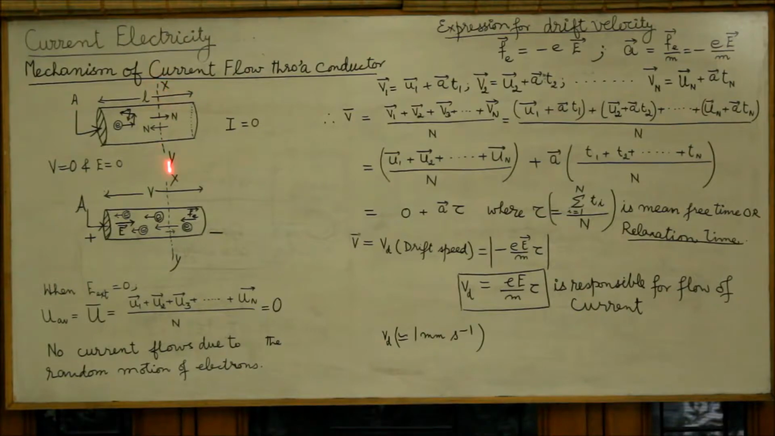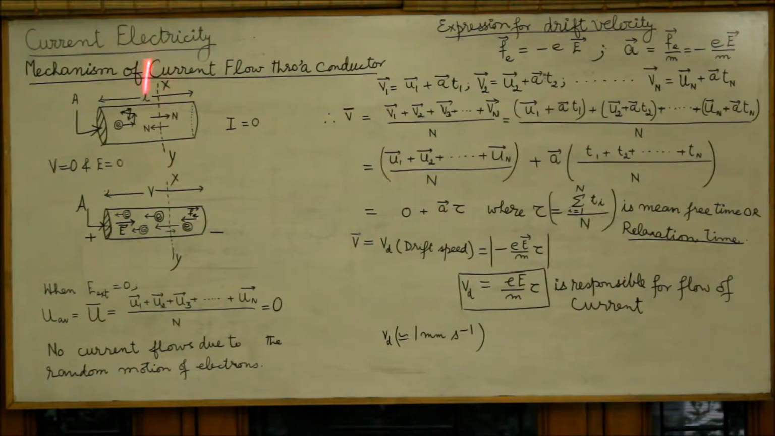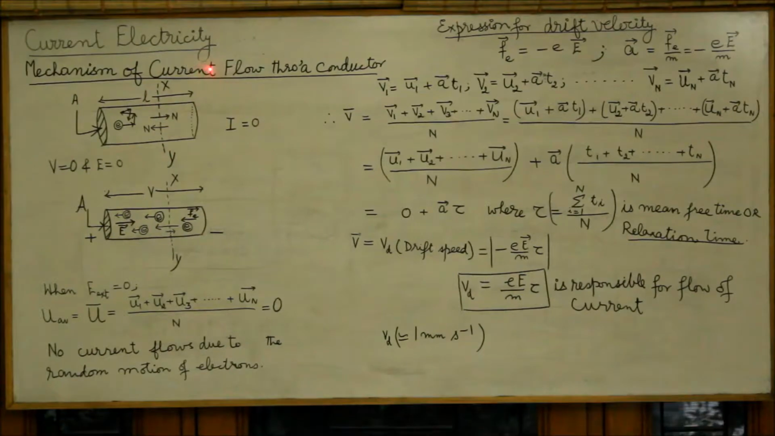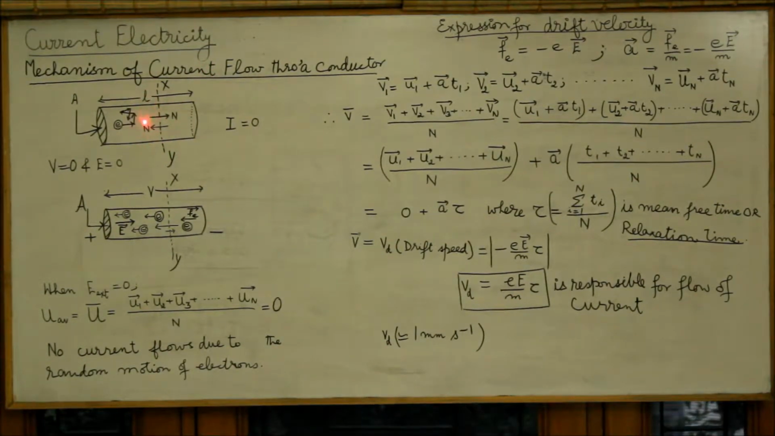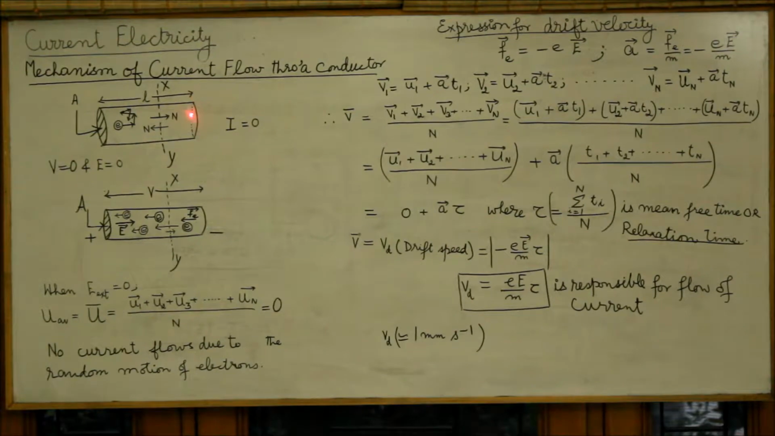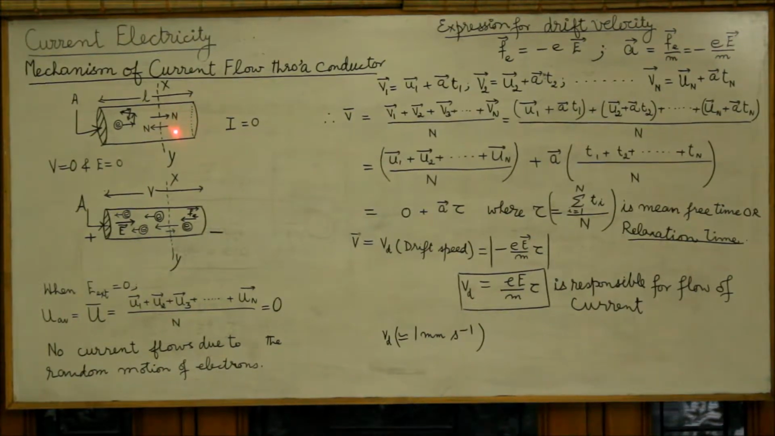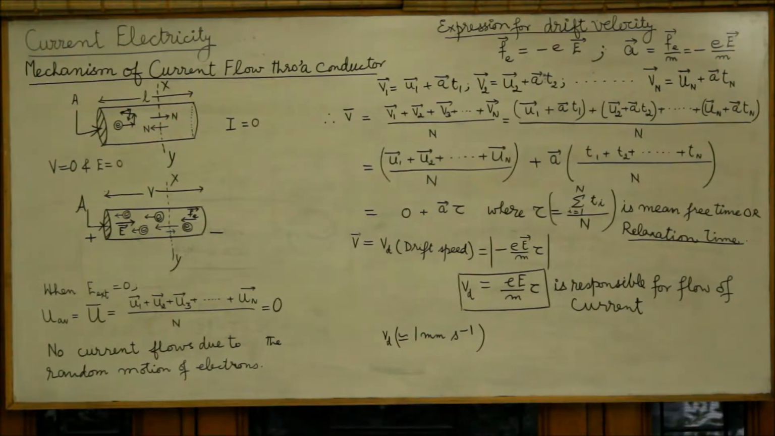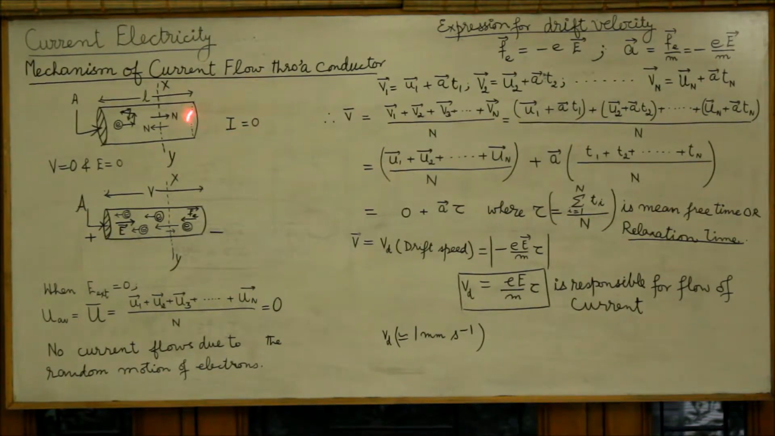For such a conductor, if you take any cross section XY of the conductor, the number of free electrons crossing from left to right and the number crossing from right to left are equal. There is no net transfer of the electrons across any section of the conductor. Consequently, the current flowing through the conductor is zero, because the number of electrons from left to right equals the number from right to left. No charge is transferred, hence no current flows.